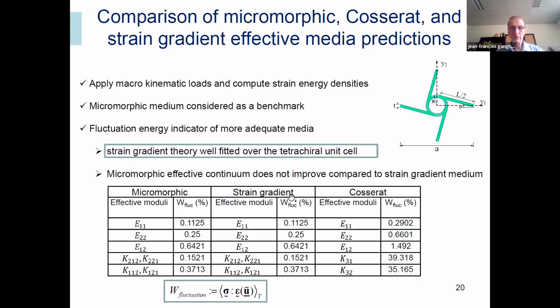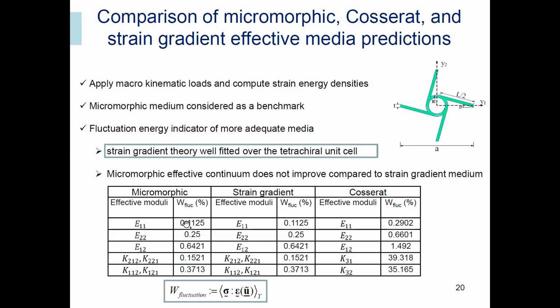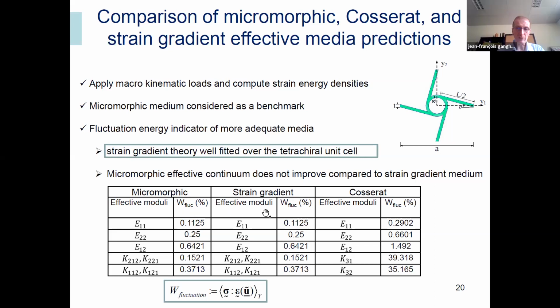So if I replace it with strain gradient, I get a much better description. And actually, it's very close to micromorphic, but I can also see that I am not improving predictions of the strain gradient continuum by moving to the micromorphic continuum, because the fluctuation energy is actually exactly the same. So for this specific tetrachiral unit cell, we can use a strain gradient continuum.